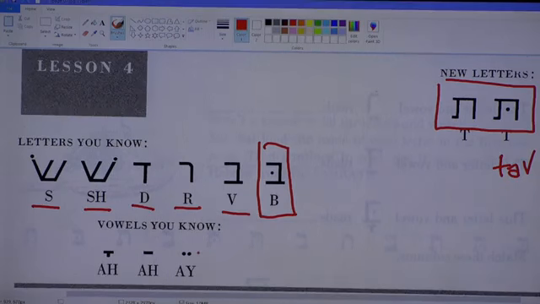Now, I kind of debate on whether to have you know the names of the vowels. Later, it will be important for you to know their names instead of just a, to know that this is a tzareh, and that's a patak, and that's a kamatz. Even though they give us sounds, grammar rules tell us when to use a kamatz over a patak and the other way around.